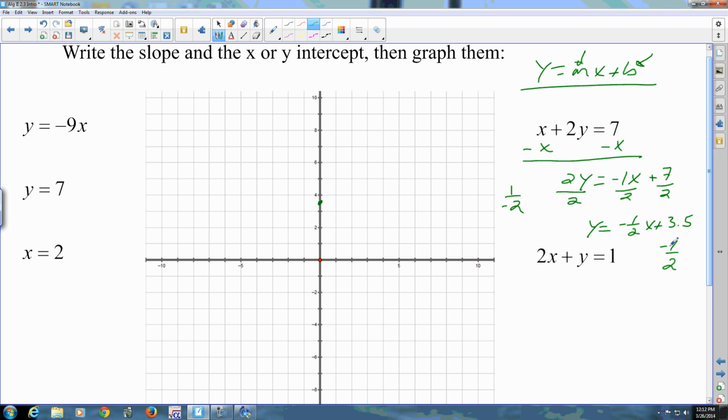So I'm going to drop 1. I'm going to rise a negative 1. Rising a negative 1 is dropping 1, and then run 2. So I drop 1, run 2. Drop 1, run 2. And that will create your line.